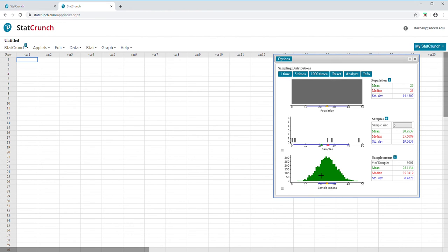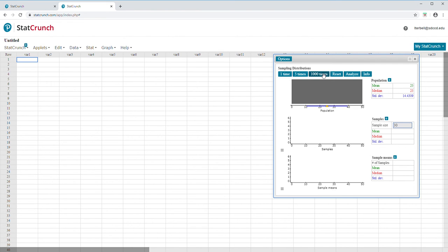But what do you notice about the shape of the distribution? We want to notice what the center is, what the variability is, but what's the shape? Well, it doesn't quite look normal. It looks more triangular. Now we'll do the same thing over again, but we will increase the sample size to 30.